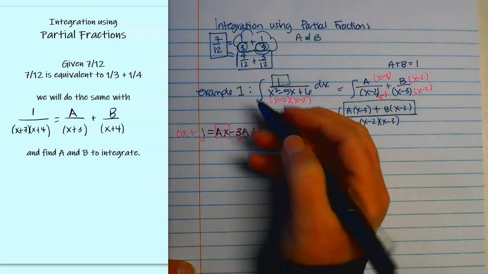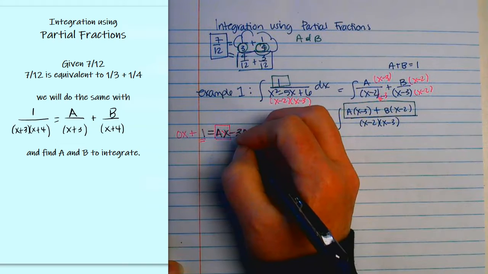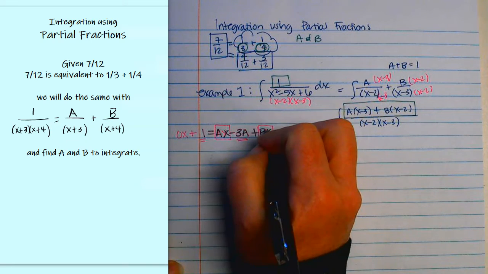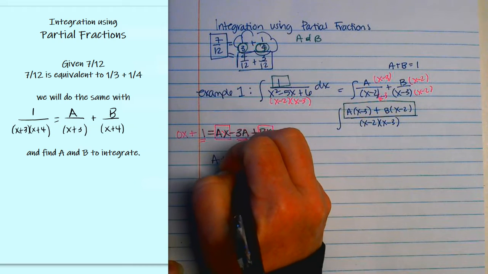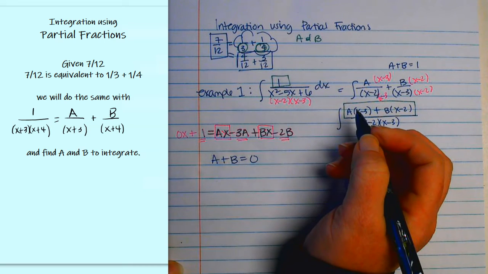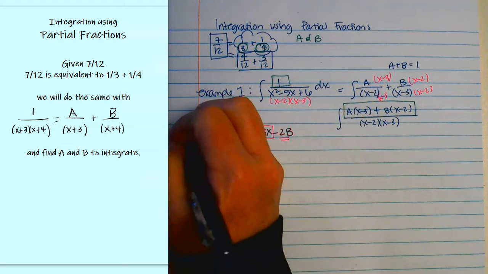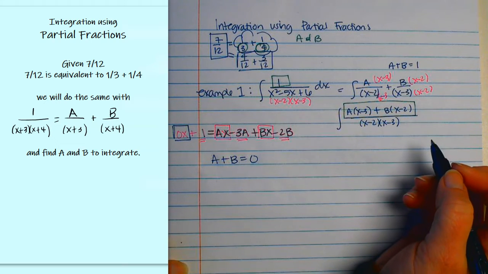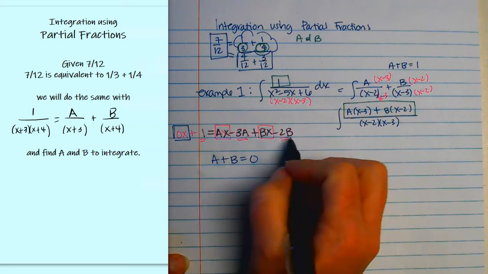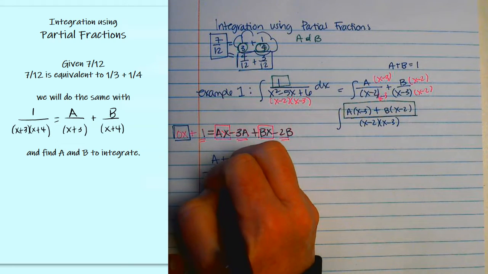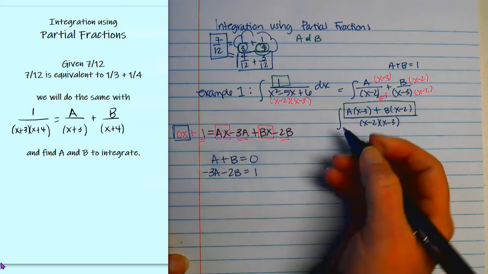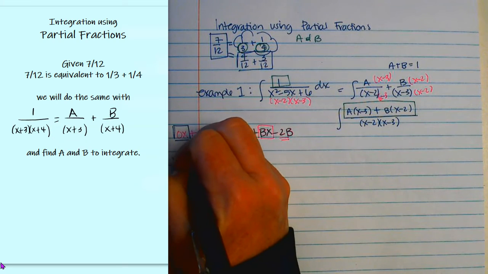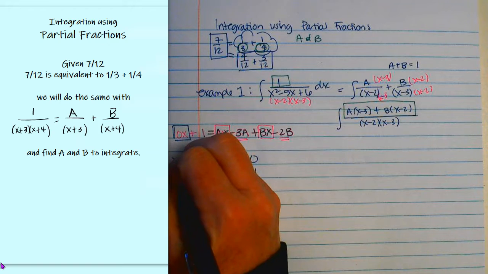So I'm going to do this. I'm going to say that the x values, and I'm going to use the coefficients, a plus b equals 0. So these three things are put together. And then the numbers are put together. So negative 3a minus 2b equals 1. So these are the x values, and these are the constants.